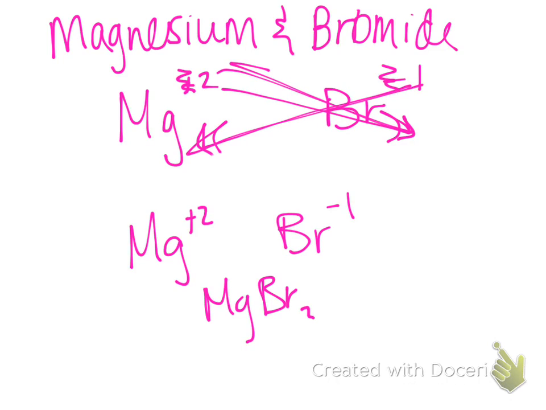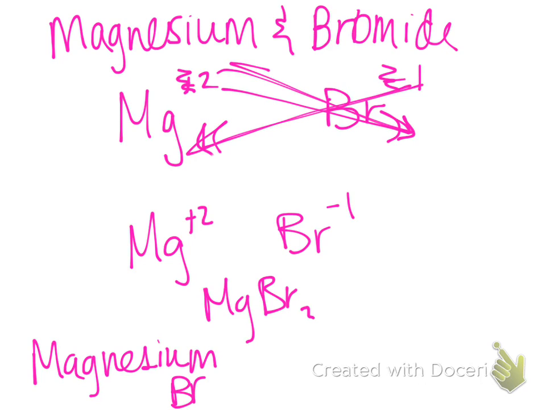The cross-down method will always work. This method will always work if you can just think about balancing the overall positives and negatives. Either way works. So tell me what the name of this molecule would be. Magnesium bromide. That's it. Magnesium bromide. Okay, simple enough, right?